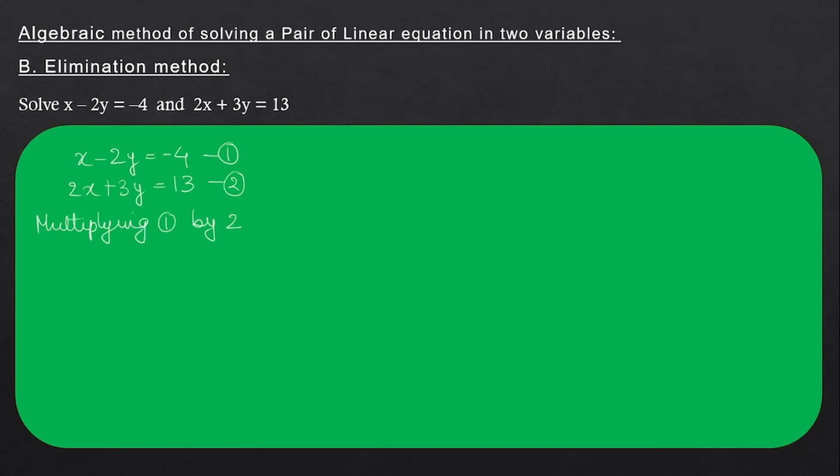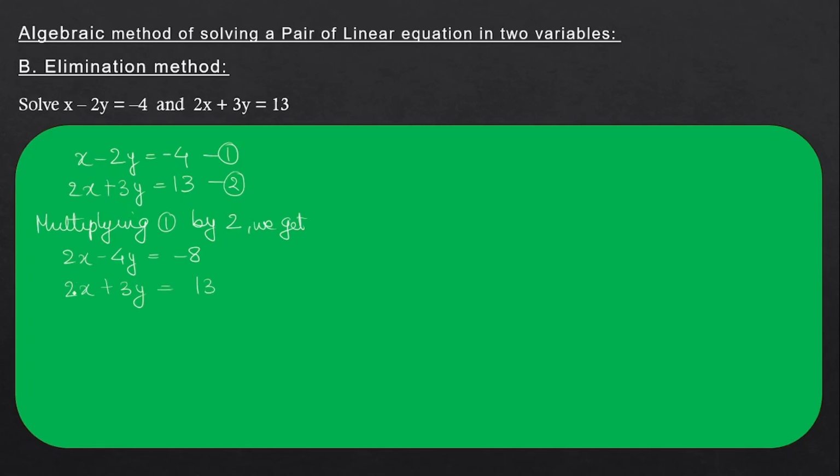Now when I say I have to multiply the equation by 2, that means all the terms from the left hand side to the right hand side all will get multiplied by 2. What do we get? 2x minus 4y is equal to minus 8. And the second equation will be 2x plus 3y is 13. As it is, we have not changed the second equation.